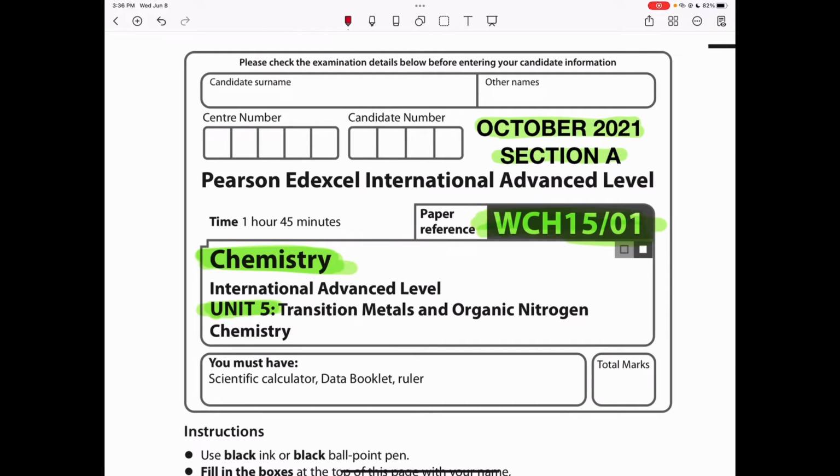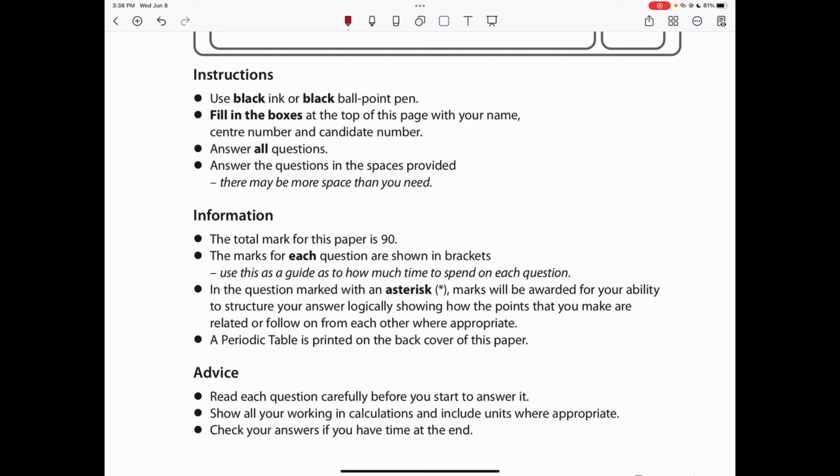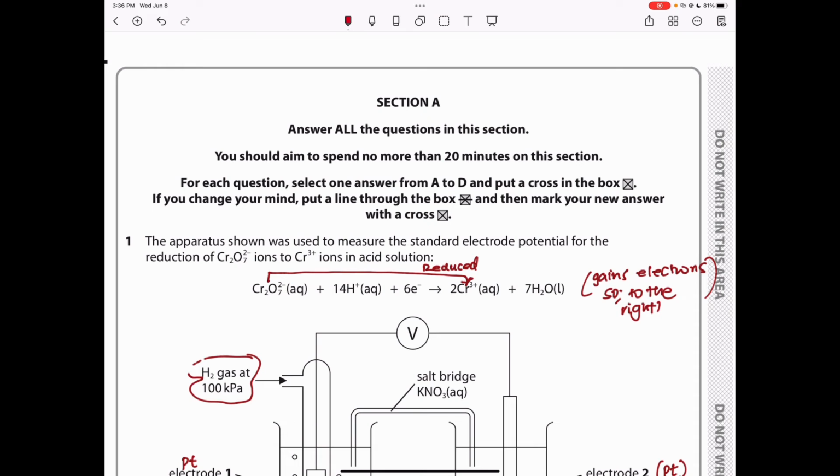International A level chemistry Unit 5 for October 2021. I will begin with section A. So let's go to the first question. This is basically 90 marks, as you guys already know. So the first question is about, of course, standard electrode potential.